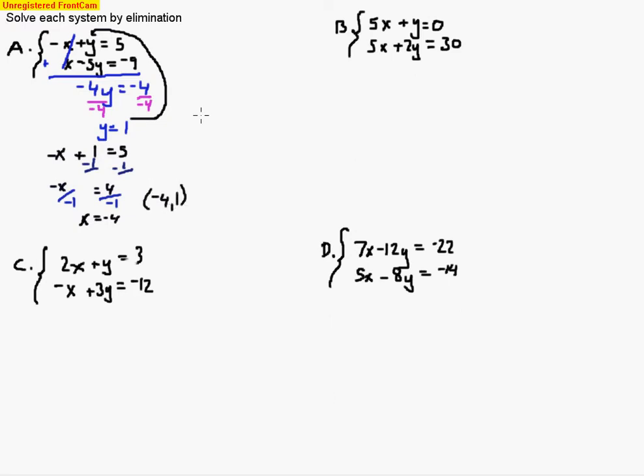So the elimination method is kind of a preferred method. The only time I don't use it is when my y's and x's aren't lined up, and maybe x or y is all by itself. Then I would go with the substitution method.